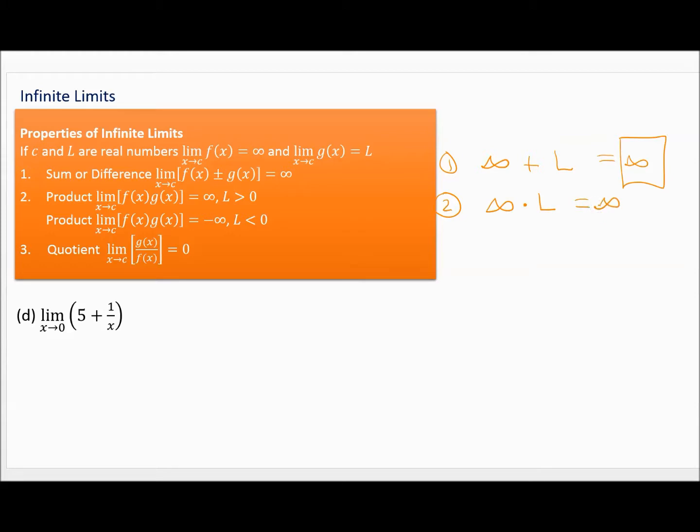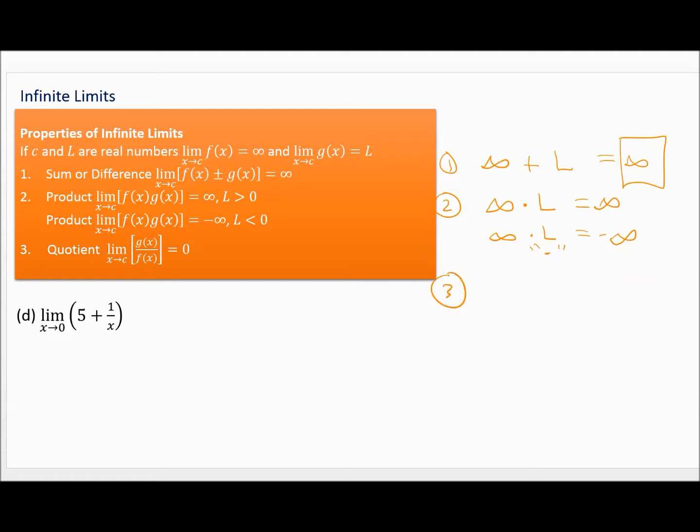Have to be infinity. On the other hand, the second situation, notice the order is the same, but it says that L is less than 0. So the limit as x goes to C of f of x is still infinity, but the limit as x goes to C of g of x is still L, but again, L is a negative number in this case. And infinity times a negative number is negative infinity. And then the third situation.